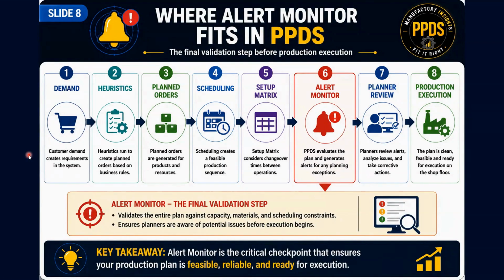Let's connect this with everything we have learned in previous videos. First, demand, then heuristics, planned orders, scheduling, setup matrix. Next comes the Alert Monitor, then planner review, then production execution. Notice that Alert Monitor is the final validation step before production begins. It ensures planners are aware of potential issues before execution.